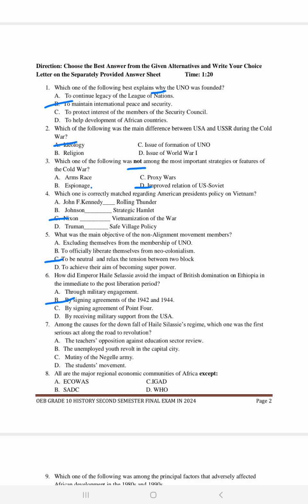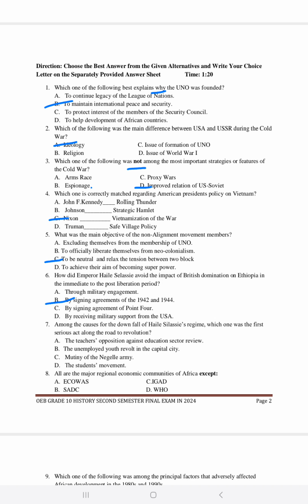C says by signing the Point 4 agreement. No, Point 4 was about America's support for Ethiopia, especially through education, agriculture, and also military. D. By receiving military support from the USA? No.